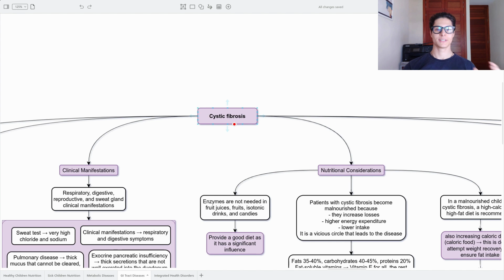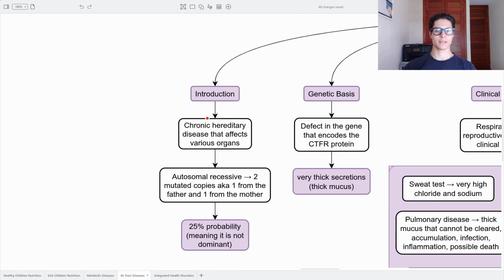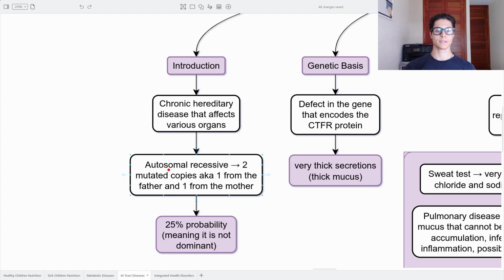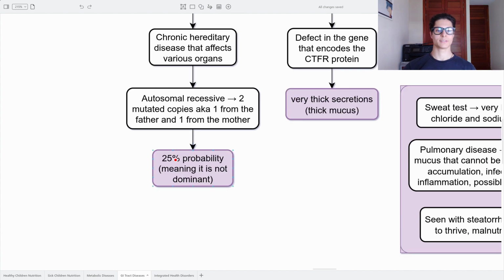And then we have cystic fibrosis. This is the chronic hereditary disease that affects various organs. It is an autosomal recessive. That means it needs 2 mutated copies, aka one from the father and one from the mother. That means that there is 25% probability of getting it from our genes, and of course, it is not dominant.